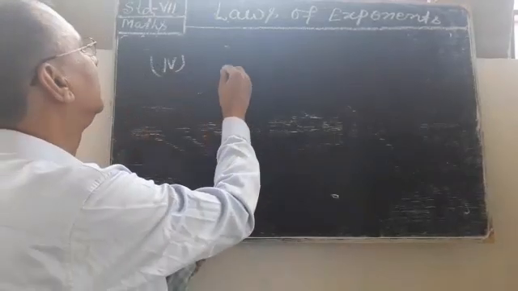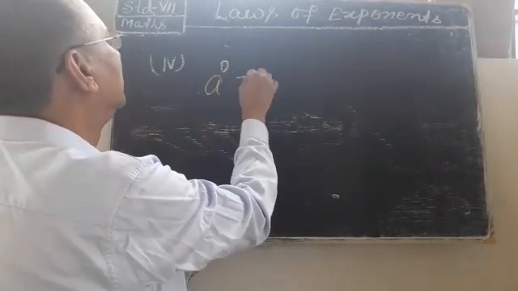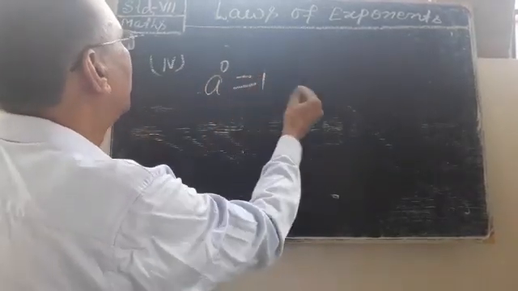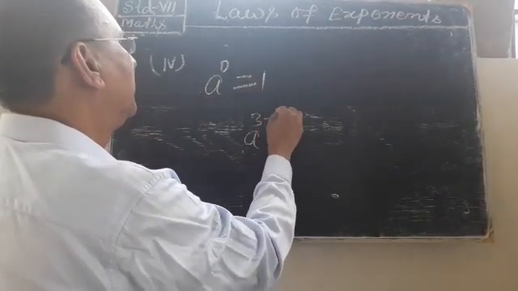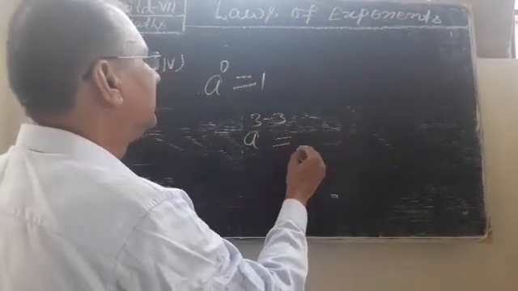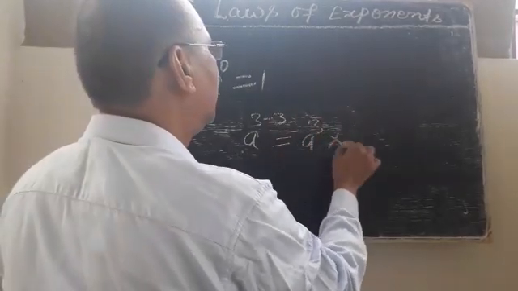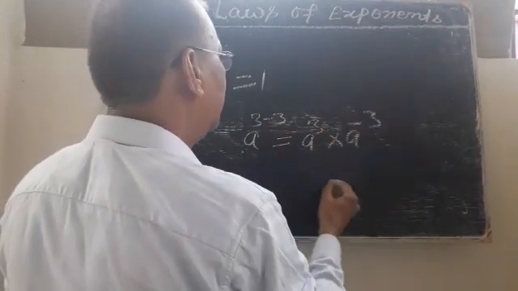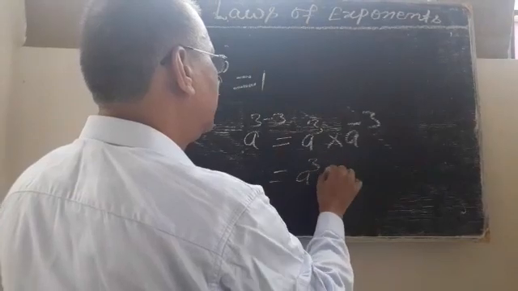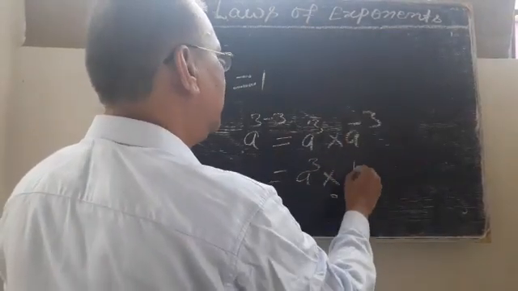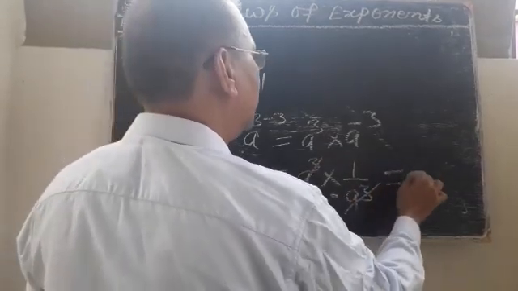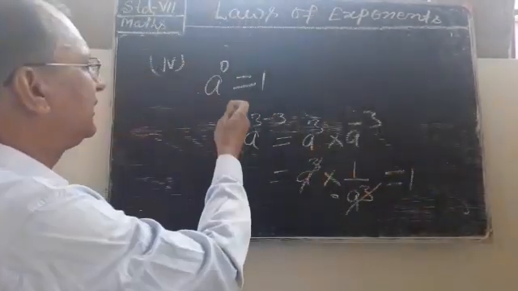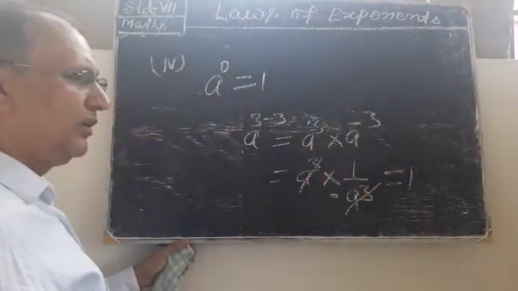Next, the last one I want to add, a power 0 is equal to 1. You may see a power 0 means a power 3 minus 3. This is equal to a power 3 into a power minus 3, which means 1 by a power 3 into a power 3. This will be cancelled and this is equal to 1. So a power 0 is equal to 1.